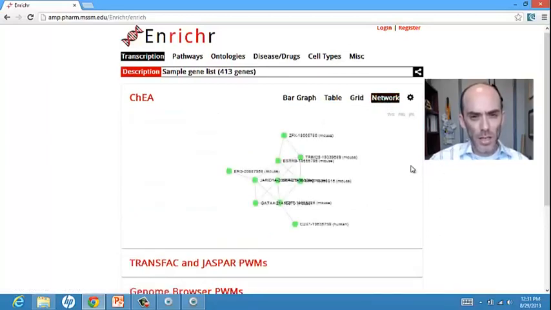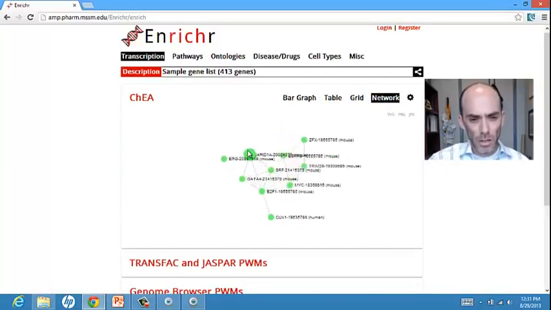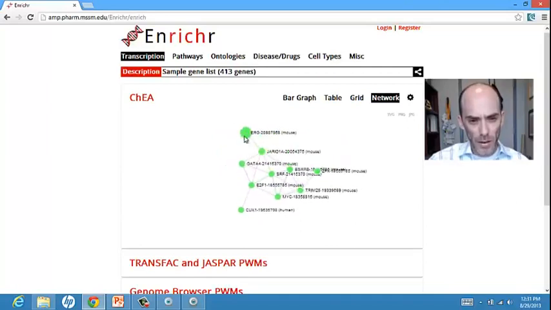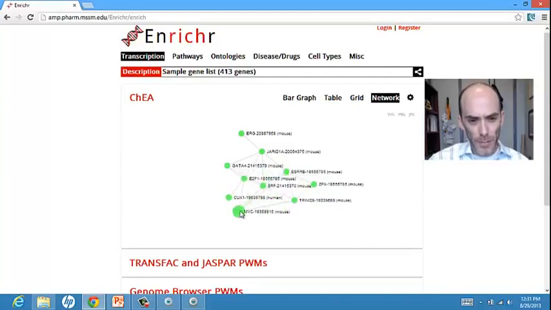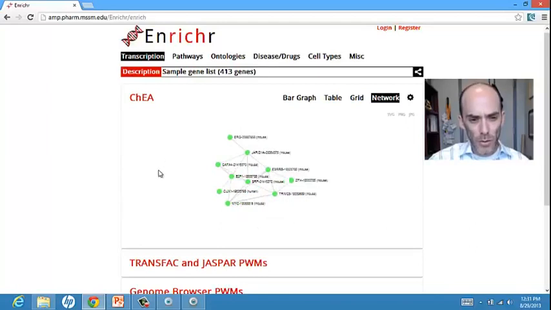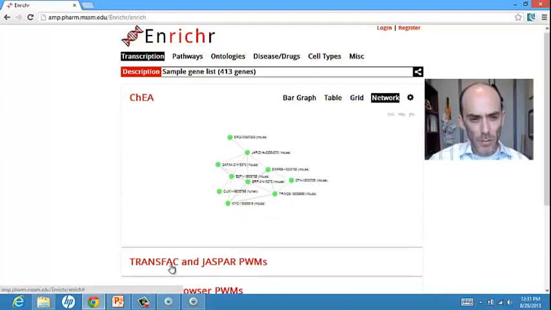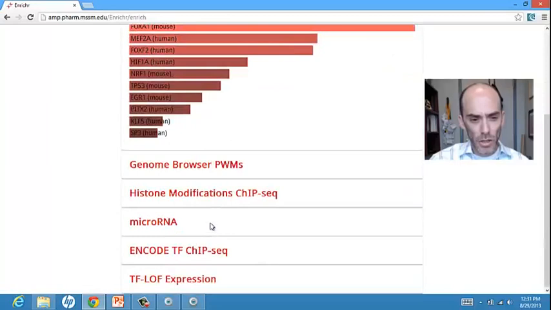The final visualization is a network of enriched terms, and here we connect the enriched terms based on their similarity using this network visualization technique that I'm going to describe in a few lectures when I'm showing you how to draw networks from data. After you look at each of those categories, you can identify the most interesting enriched terms.